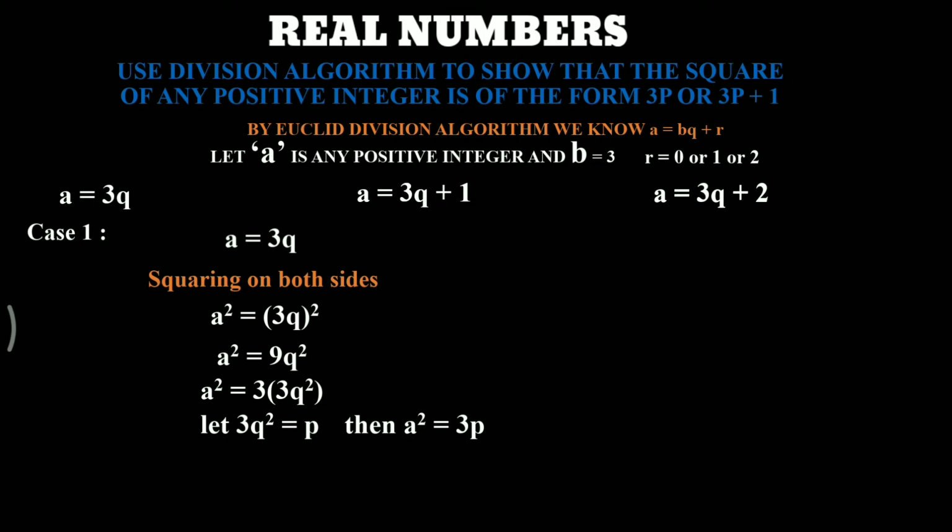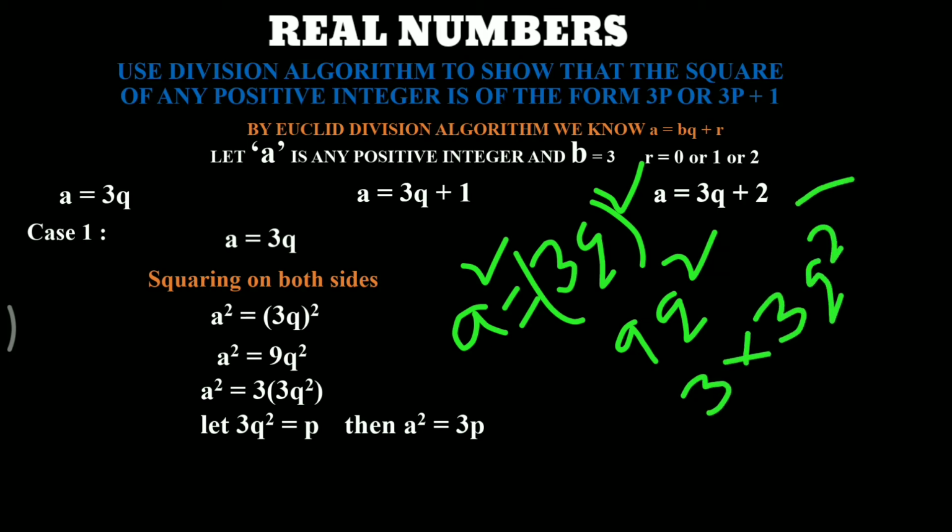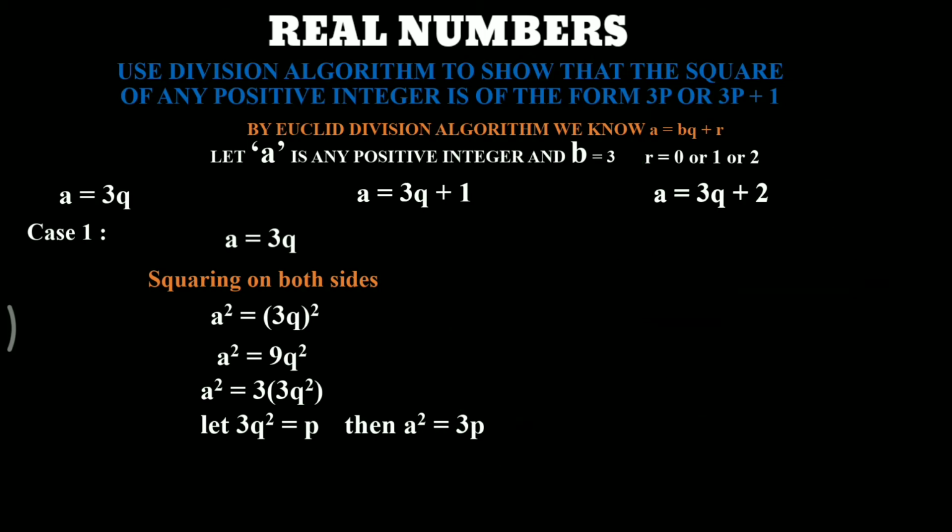So let me explain one more time. I have taken a is equal to 3q. I have squared both sides. So this will become 9q square. 9 can be expressed as 3 into 3. This q square is as it is, and I assumed that this value is equal to p. Therefore, finally I expressed it as a square is equal to 3p.